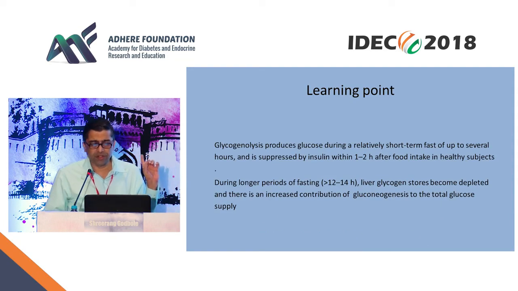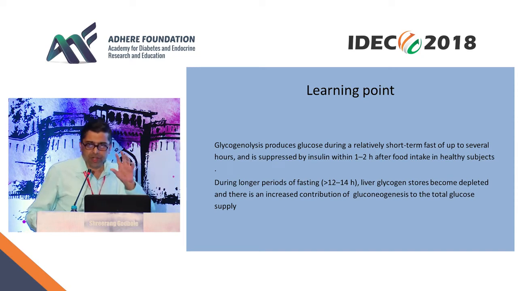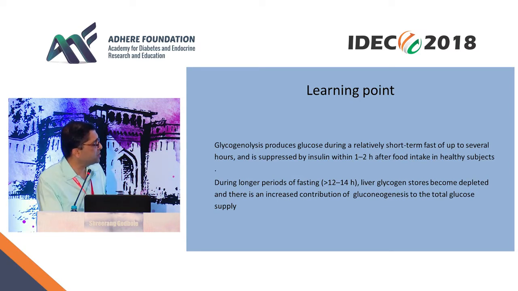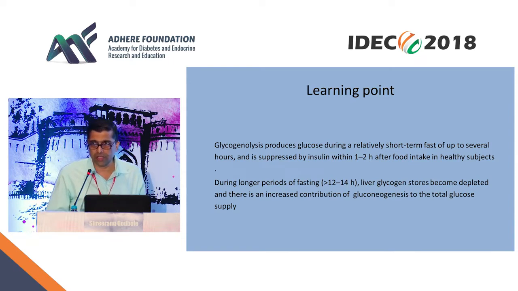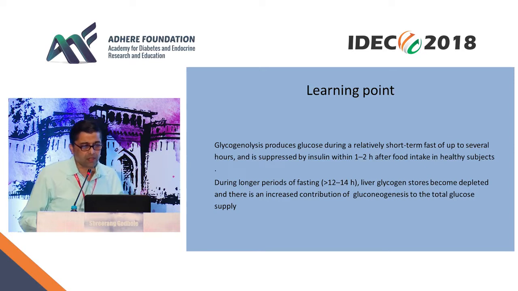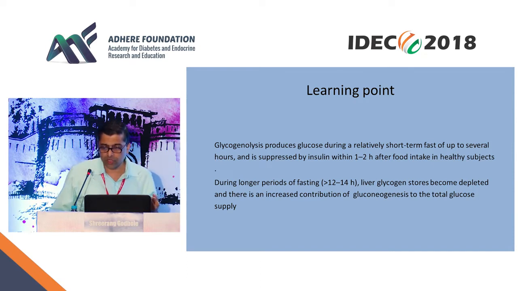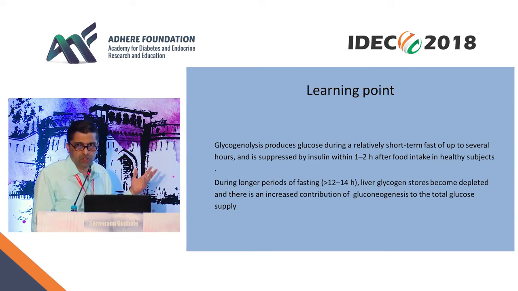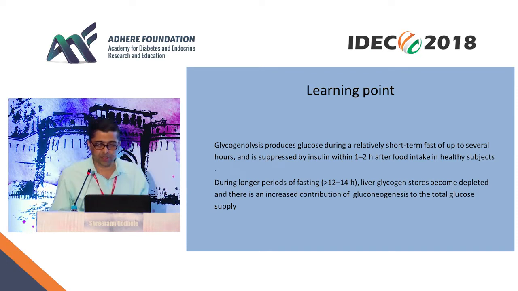So the first learning point is, what's the relative contribution of glycogenolysis and gluconeogenesis? If you have a short-term fast of up to several hours, it's the glycogenolysis which is going to cause the hepatic glucose production. And within 1 to 2 hours after eating, this process is going to be suppressed by insulin. If you fast for longer hours, more than 12 to 14 hours, then the glycogen stores would get depleted, and therefore there will be an increased contribution of gluconeogenesis to the total glucose supply.